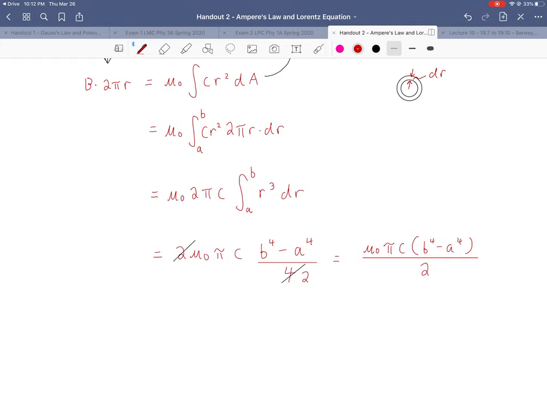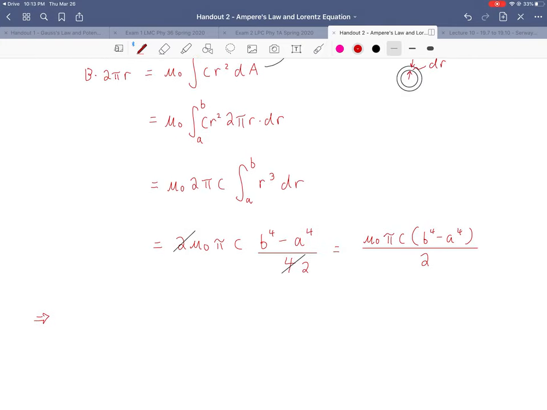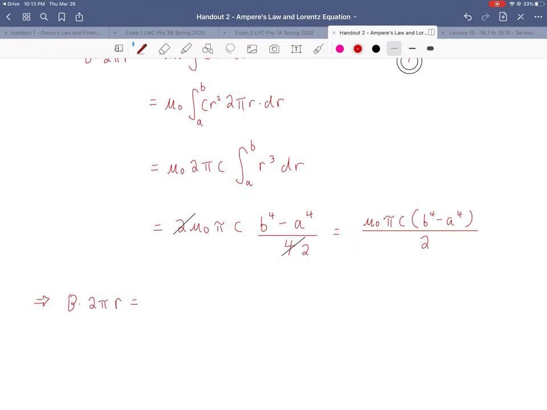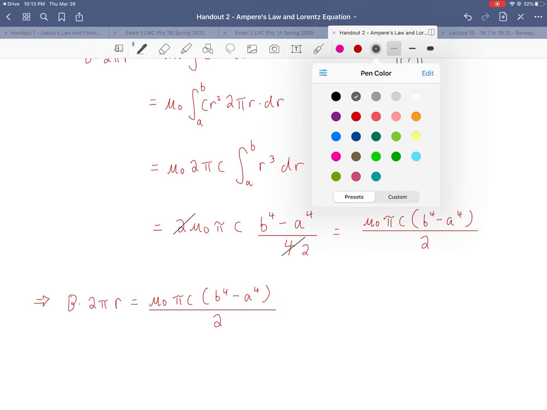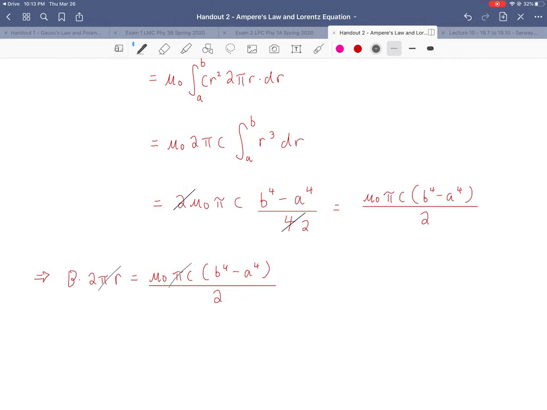All right. So then we just want to actually solve for the magnetic field. So then going back to Ampere's law, we have that B times 2 pi r equals mu naught times the enclosed current, which we now already have nicely expressed. So then I'll just write mu naught pi c b to the fourth minus a to the fourth all over 2. All right, let's see what we can cancel out. So we can definitely cancel out a pi. We can multiply or divide each side by a 2.